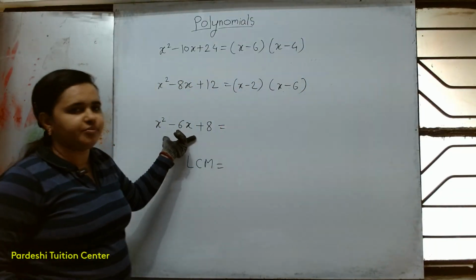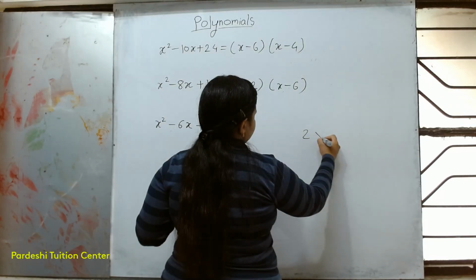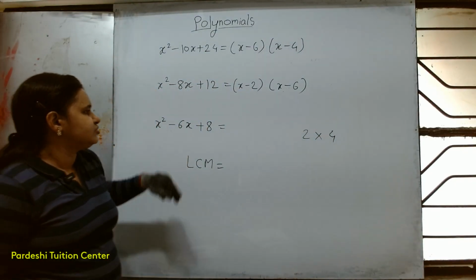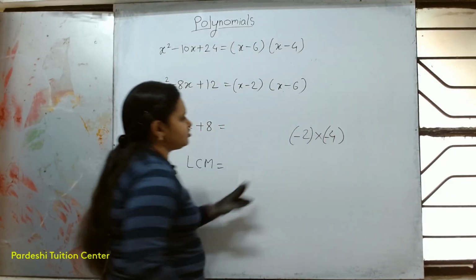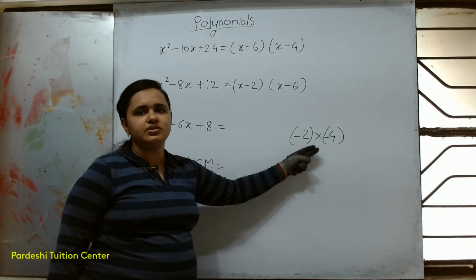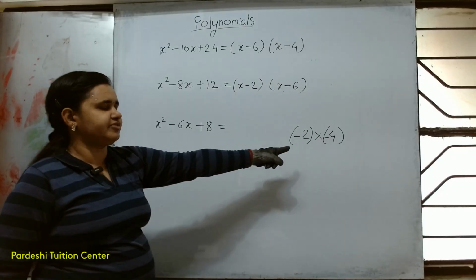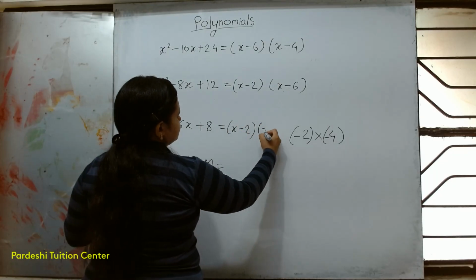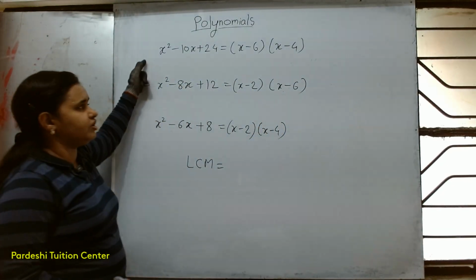Now the third polynomial. Here the third term is 8, so we will find the factors of 8. 2 4s is 8 and the sum we want is minus 6. So if I take minus 2 and minus 4, minus 2 into minus 4 is 8 and the sum, minus 2 plus minus 4, will be minus 6. So the factors are x minus 2 and x minus 4. Okay, we have found the factors of all three polynomials.